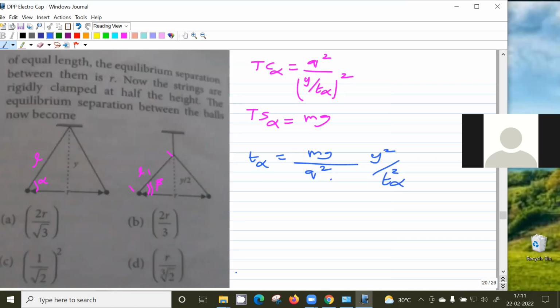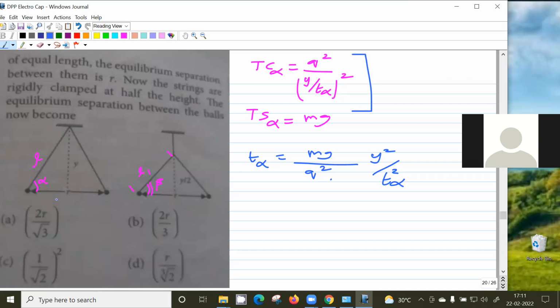Got the answer? I think it's a little bit complicated. Why did you take that separation as y by tan alpha, sir? Okay, initially, let the length of the string be L. So there are two forces, T cos towards right, and there will be a force of repulsion. So this equation is clear. The distance separation between them is r1, sir. Why did you take that as y by tan alpha?